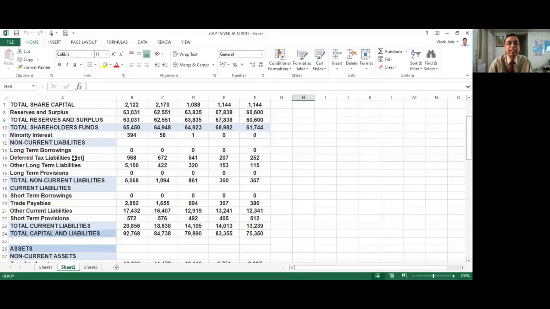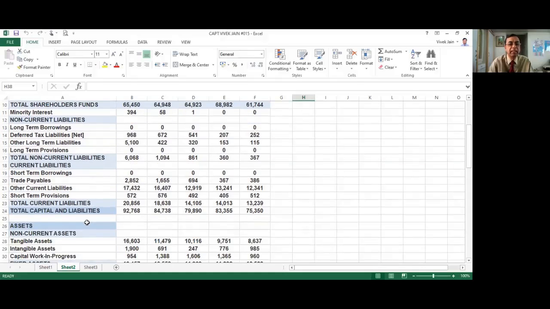Then you have deferred tax liabilities, other long-term liabilities, and long-term provision, of course, is nil. Then the total non-current liabilities have been shown here, and the current liabilities consist of trade payables, which they have to pay to sundry creditors. Other current liabilities also there, which they may have to pay to many other agencies, many other vendors. Short-term provision is also mentioned here, and you can see the total current liabilities is coming to between 13,000 to 20,856 crores.